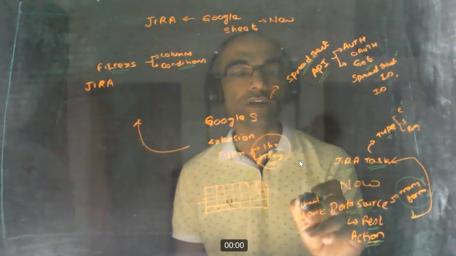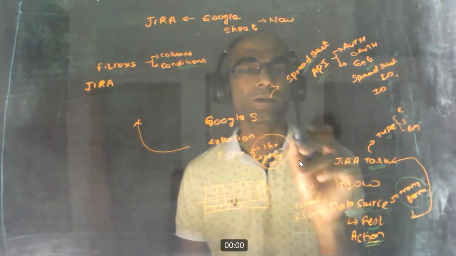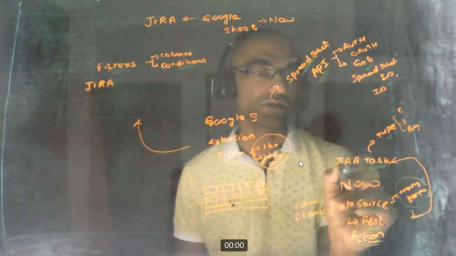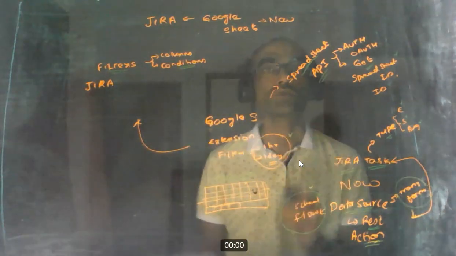And as I mentioned, the frequency of the scheduled flow can sync with the frequency of the filter so that you keep the data in ServiceNow, which is Jira task, in sync with the data in Jira. This is how you do it.